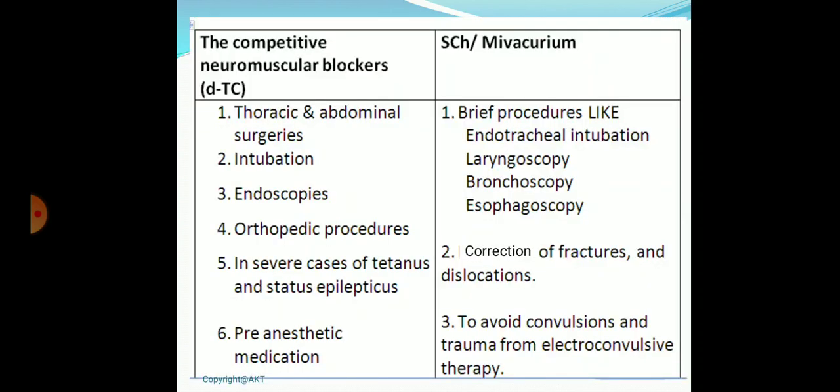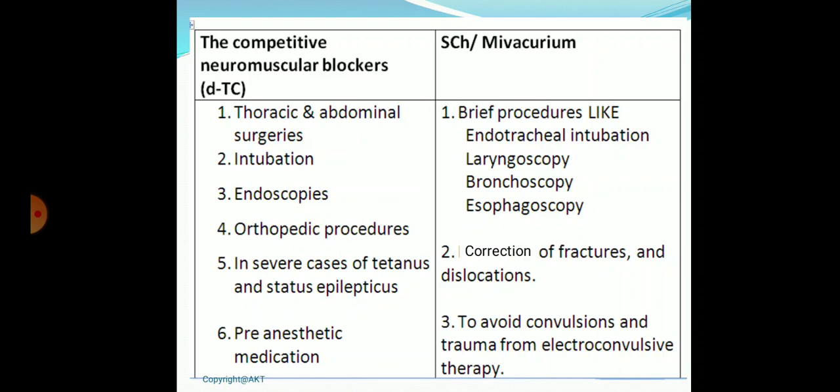So these are some uses of the skeletal muscle relaxant. As I am mentioning, the competitive blockers, neuromuscular blockers, are mainly used for thoracic and abdominal surgeries, intubation procedures, and endoscopies. The preferred drug is mivacurium. They are also used in orthopedic procedures, severe cases of tetanus and status epilepticus, where muscle tone will be very high, and as pre-anesthetic medication to produce or supplement skeletal muscle relaxation.